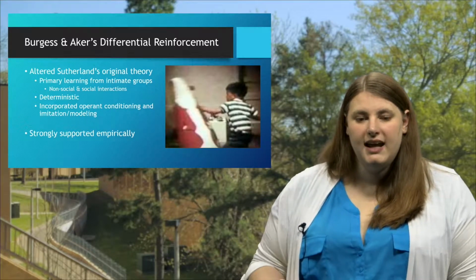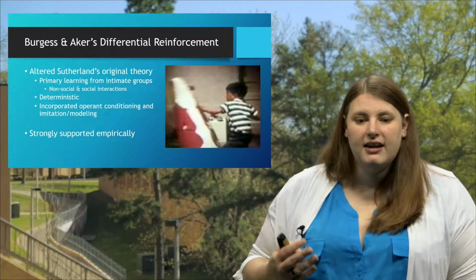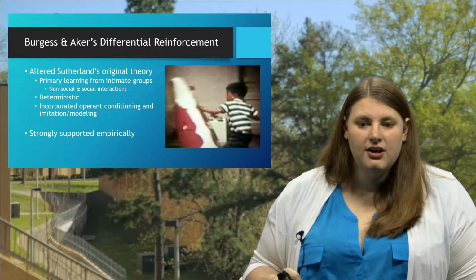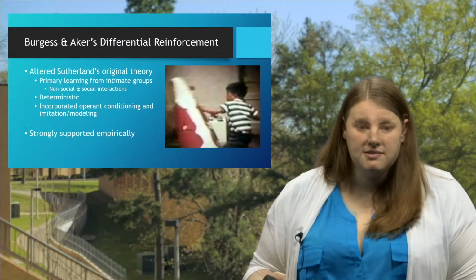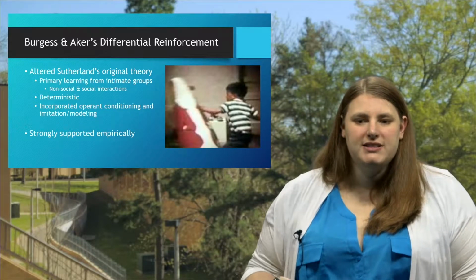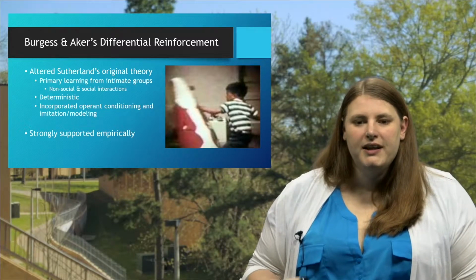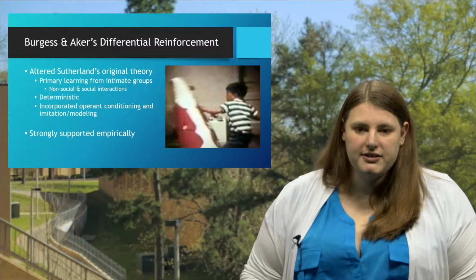By allowing for all three forms of learning, meaning classical conditioning, operant conditioning, and imitation processes in their learning theory, Burgess and Akers proposed a more robust theory that could capture the transmission of criminal behaviors through both passive and active means. As your textbook discusses, Burgess and Akers' differential reinforcement theory is extremely supported by the empirical research.